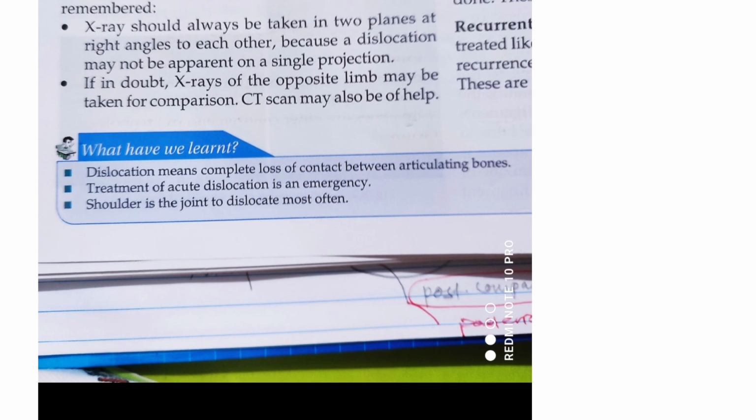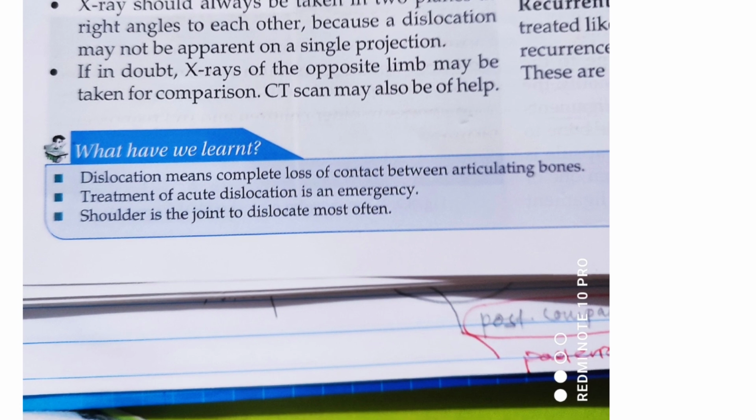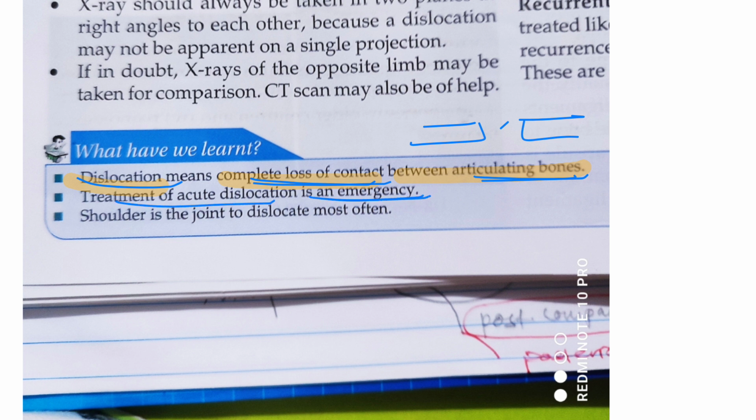Next is an important point here. Dislocation means complete loss of contact between articulating bone. Treatment of acute dislocation is an emergency. Shoulder is the joint to dislocate most often.